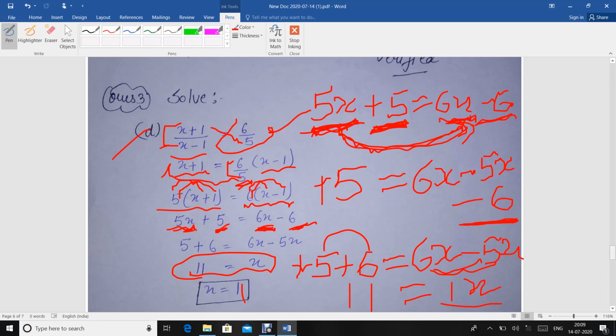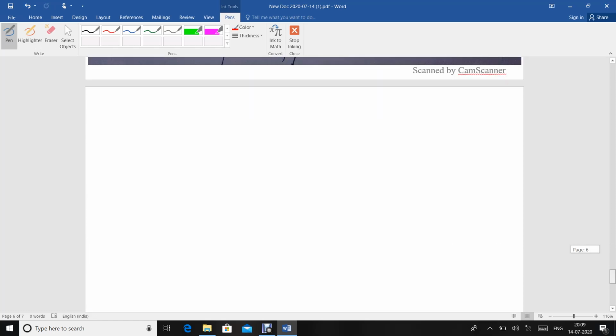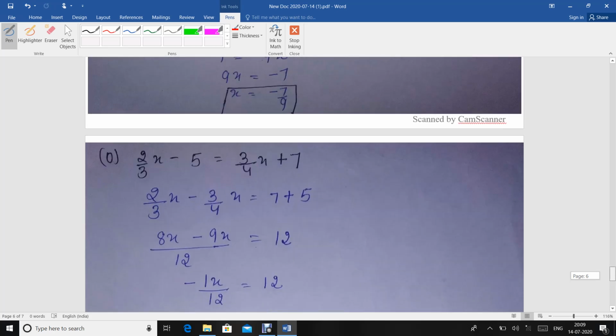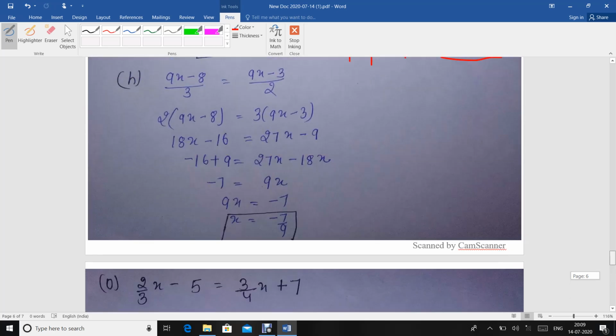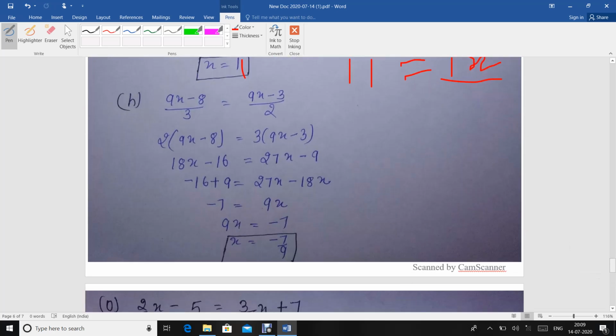I hope all of you understand this question also. Similarly, you can do all the parts of this question. Here you have the h part. Also for this you can do the cross multiplication. After doing multiply, you need to collect the literal factors and separate the constant terms, and this is the transposition method, and after that you will get the value of x.